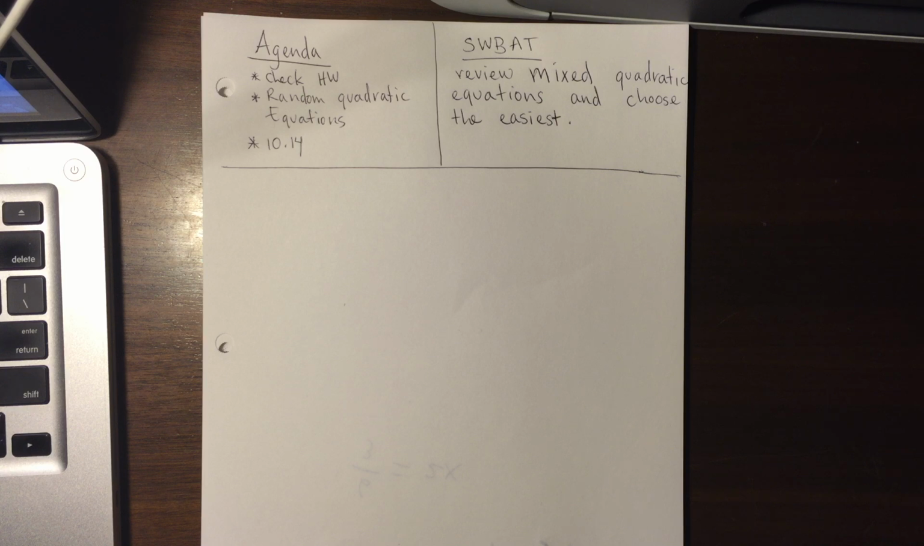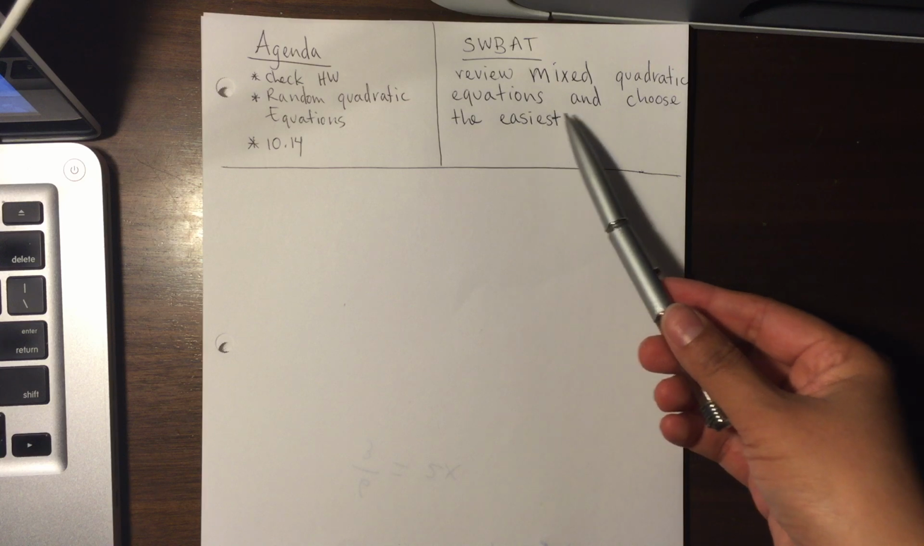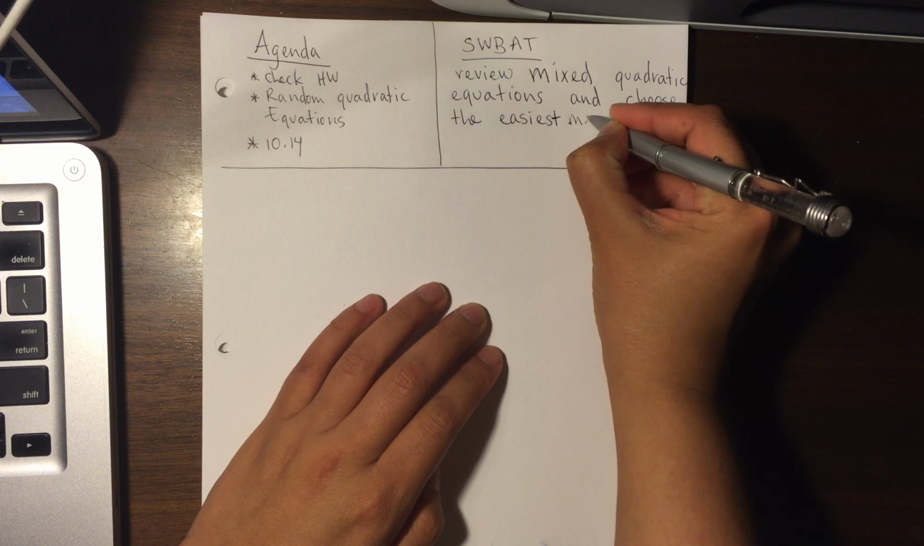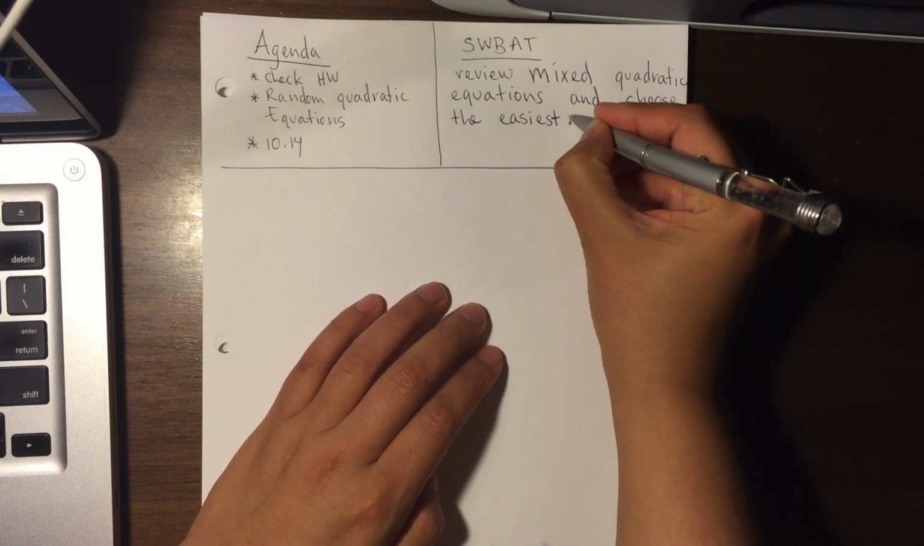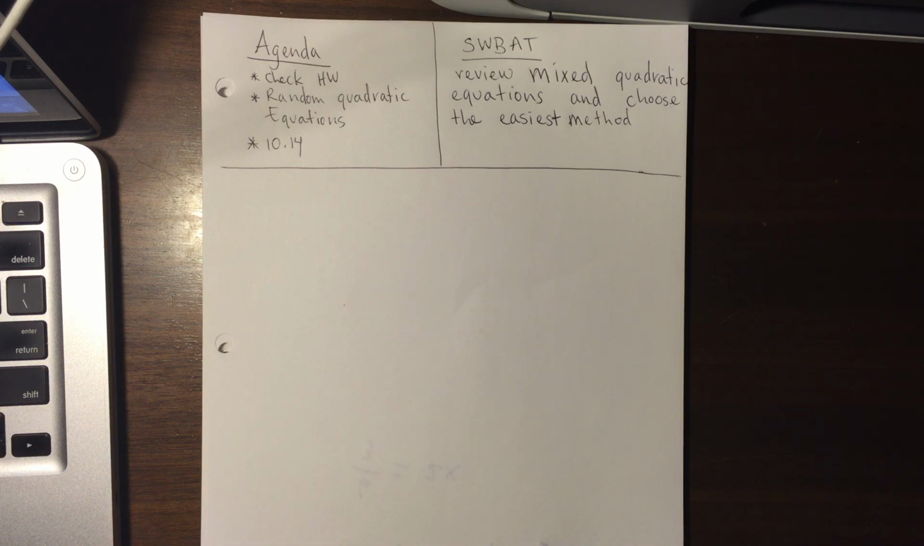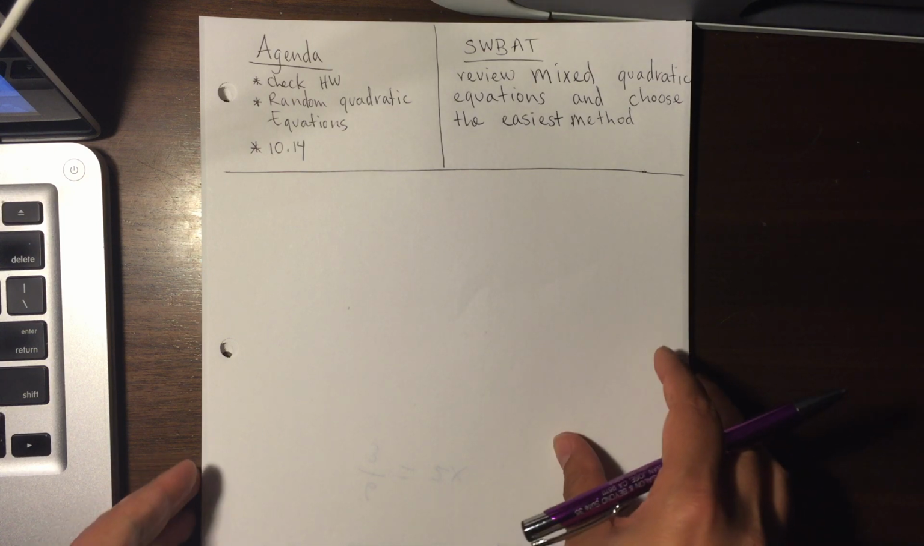We're going to be doing a review of random quadratic equations, and your assignment for today is going to be 10.14. So today students will be able to review mixed quadratic equations and choose the easiest method. Again, you can always use the quadratic equation if you wish, but I just want you to see that there are other, easier ways to find it. But if you feel comfortable with the quadratic equation, that's okay.